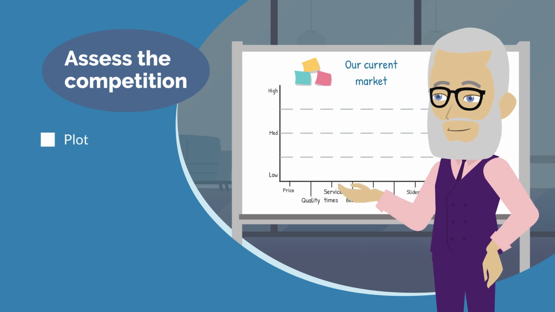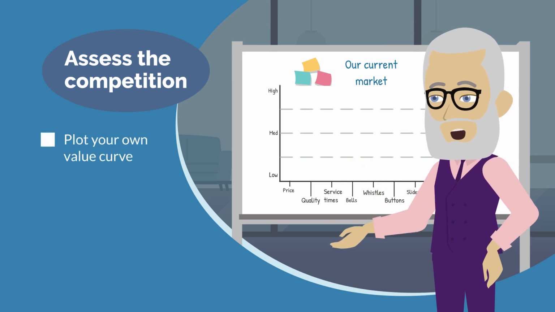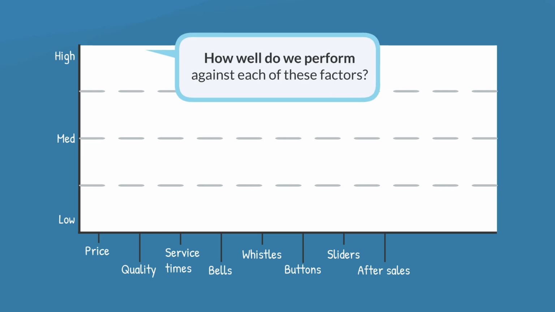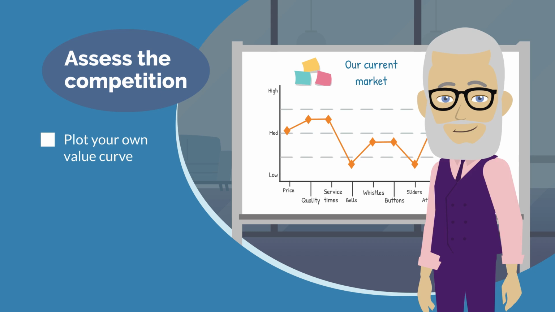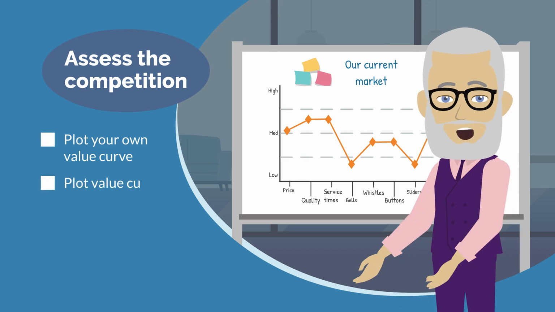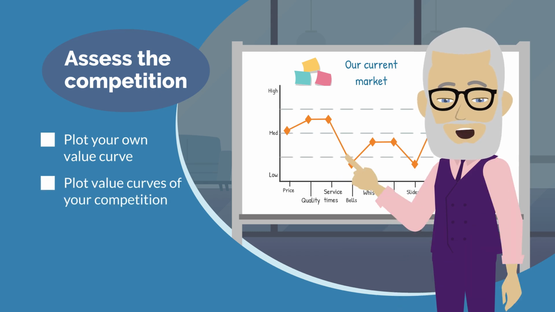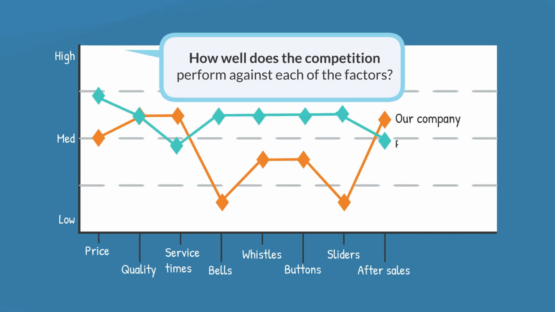To do this, first plot your own organization against the competitive factors. Ask the question, how well do we perform against each of these factors? Then, for each of your main rivals or the groups of competition that you have selected, ask the question, how well does the competition perform against each of these factors?